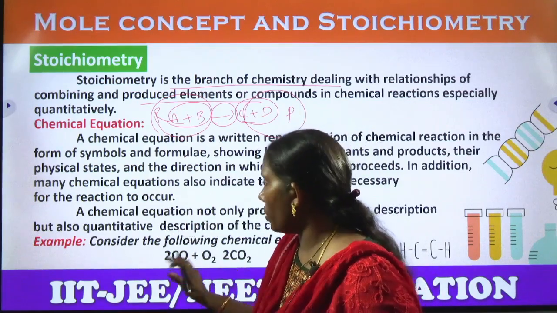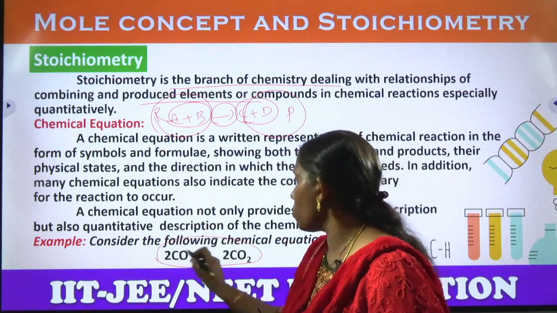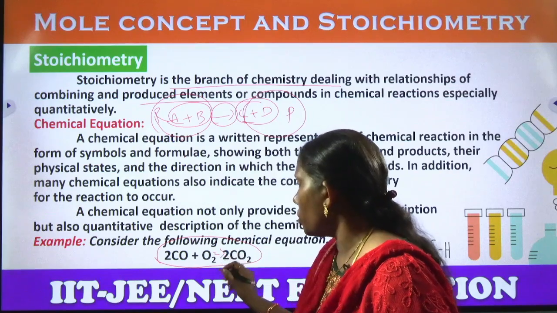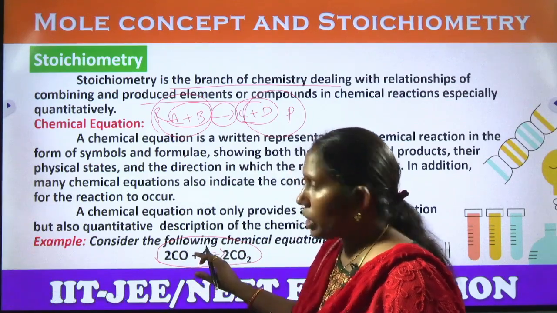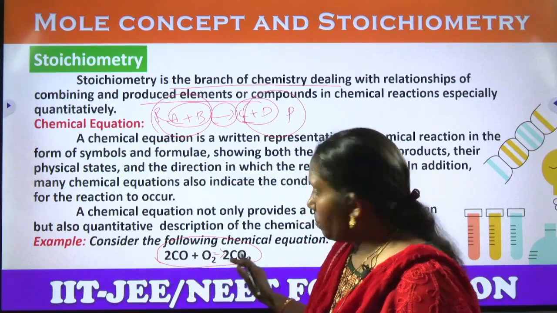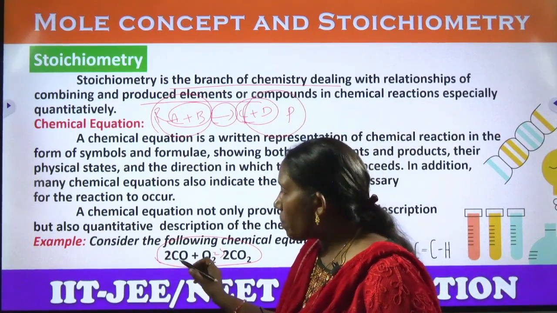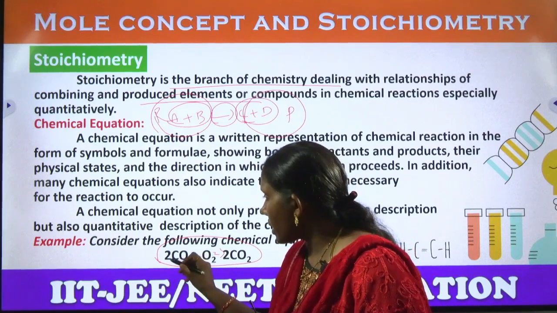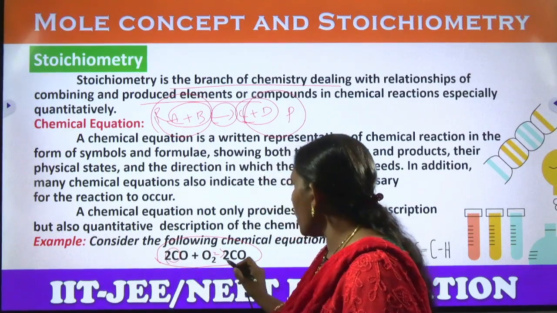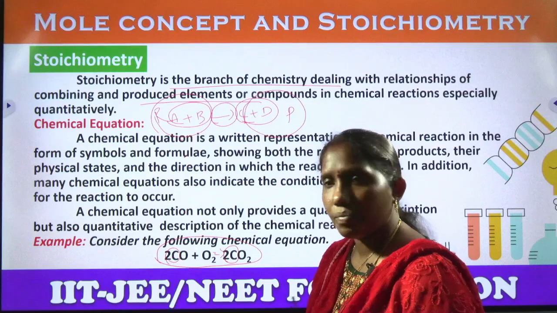I will take one example. Suppose, see here, they have given one example: 2CO plus O2 gives rise to 2CO2. 2CO plus O2 is the reactant. 2CO2 is the product, right? See how many carbon atoms are there? Reactants side 2 carbons. Products side also 2 carbons.